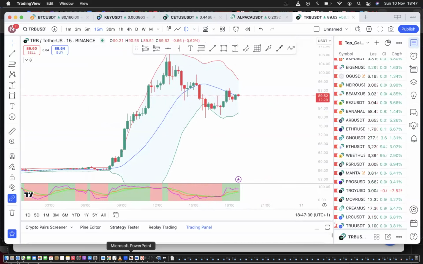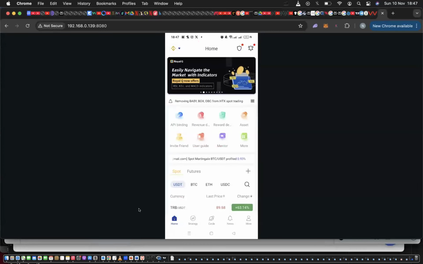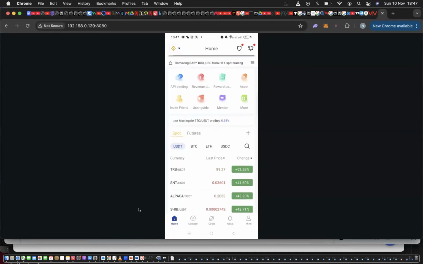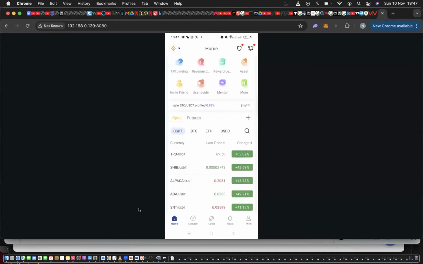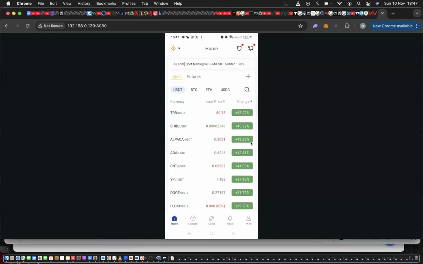Now, I want us to do something. I want us to go to RoyalQ and pick up a coin that is in the top gainer list. That is the first step, all right? So as usual, I will just click here twice. If you click it once, it shows you the top losers. And here you have the top gainers. So you have TRB, Sheep, Alpaca, and Ada. And there's SNT. So let's go look at SNT.